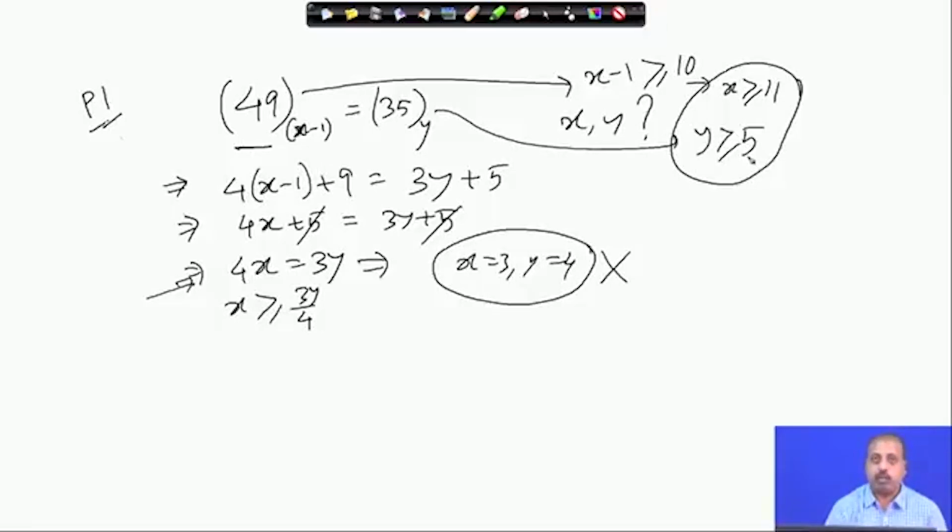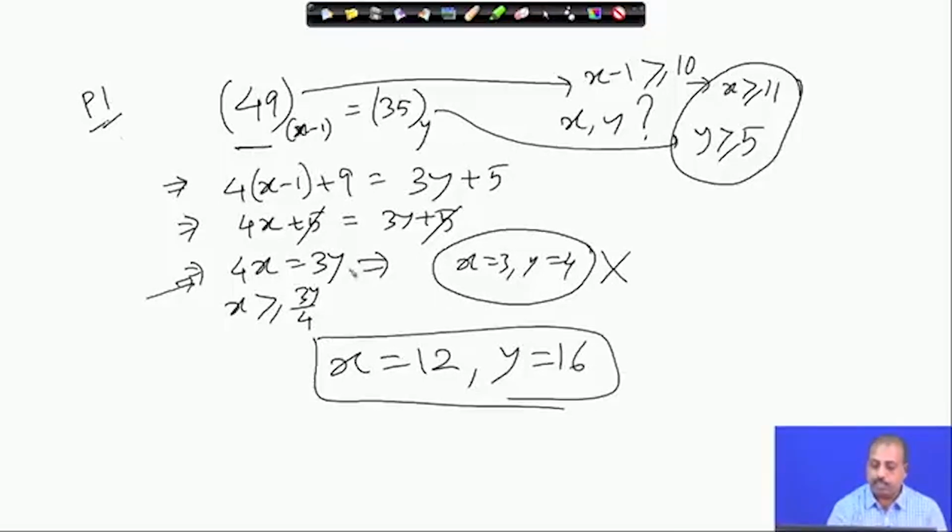If you want to satisfy all these constraints, then what you get as a probable solution is x equal to 12 and y equal to, sorry, not 6, y equal to 16. So we have got this solution, x equal to 12 and y equal to 16. This solution satisfies the equation 4x equal to 3y, and at the same time it satisfies the requirements x minus 1 greater or equal to 10 and y greater or equal to 5. Both the constraints are satisfied, so this is the correct solution. Okay. You can have other values of x as well, if you go for the next higher value.